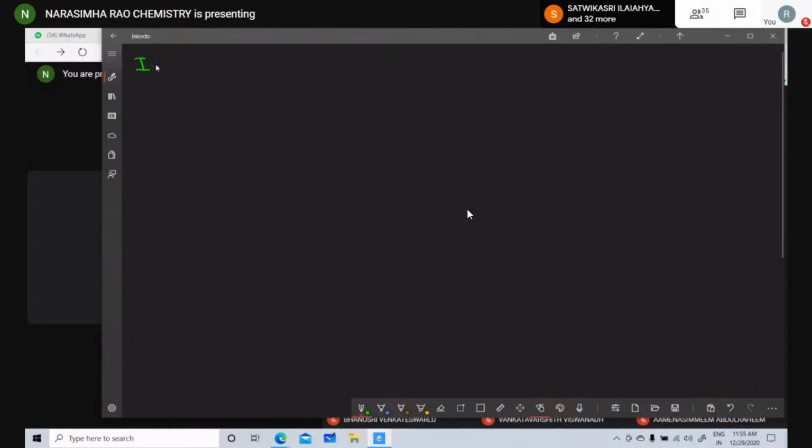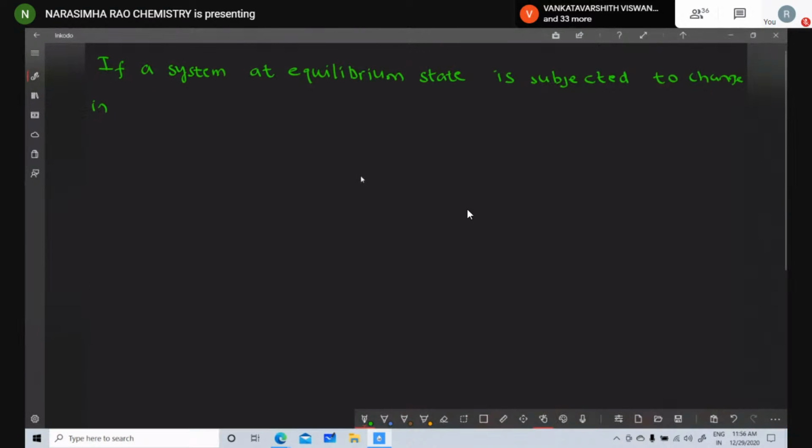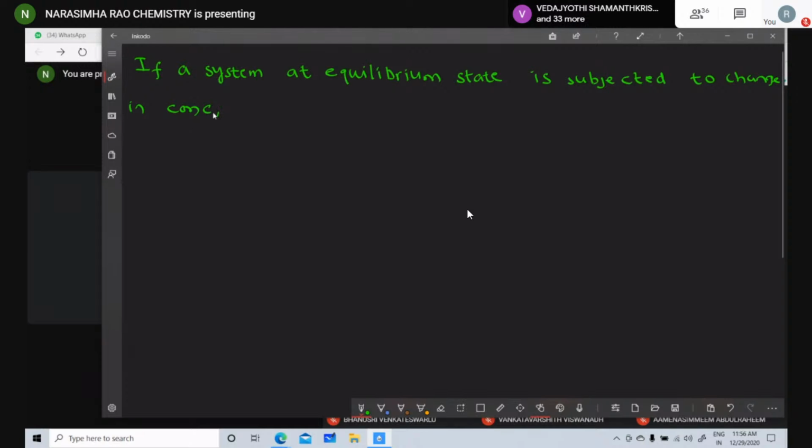If a system at equilibrium state is subjected to change in concentration, temperature and pressure.